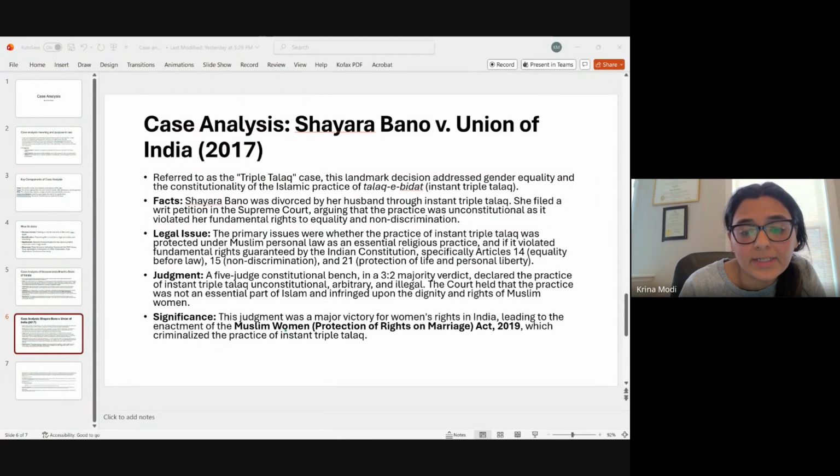the fundamental rights guaranteed by the Indian Constitution, specifically Article 14, which says the equality before law, Article 15, that is non-discrimination, Article 21, which we just saw in depth, protection of life and personal liberty. These were the main issues that the case was filed. When I read the case, it had a lot of other issues as well, but we had to concentrate only on this issue because she filed the writ petition only on this issue.